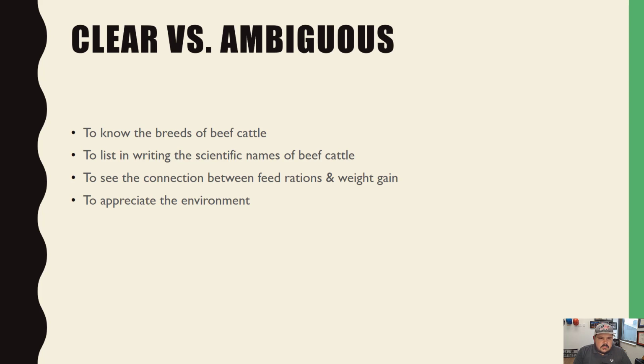So, to know the breeds of cattle, to list in writing the scientific names of beef cattle, to see the connection between feed rations and weight gain, to appreciate the environment. So we can kind of see where some of these could be ambiguous and where some of these could be clear. To know the breed of cattle is ambiguous, but to list the scientific names of beef cattle is more clear. To see the connection between feed rations and weight gain is clear. To appreciate the environment is more ambiguous.